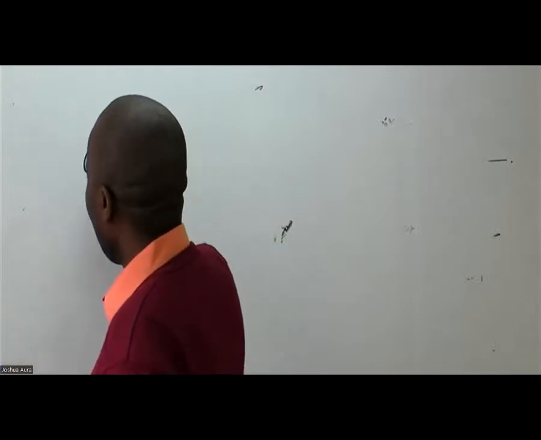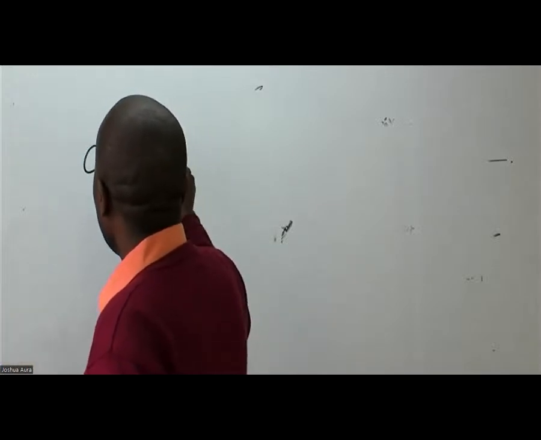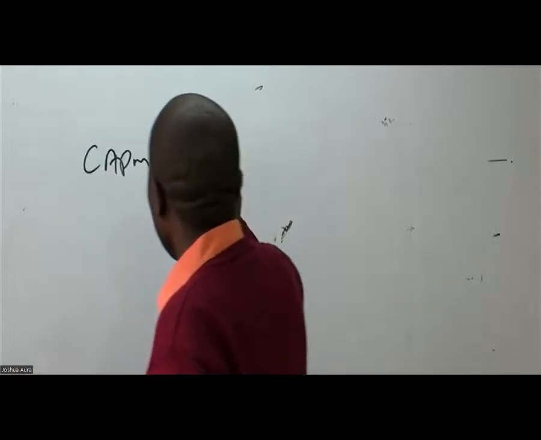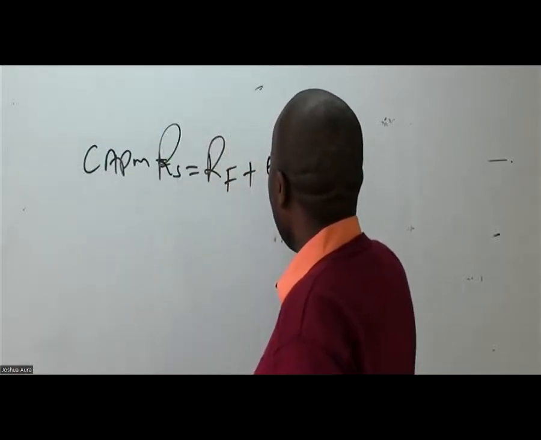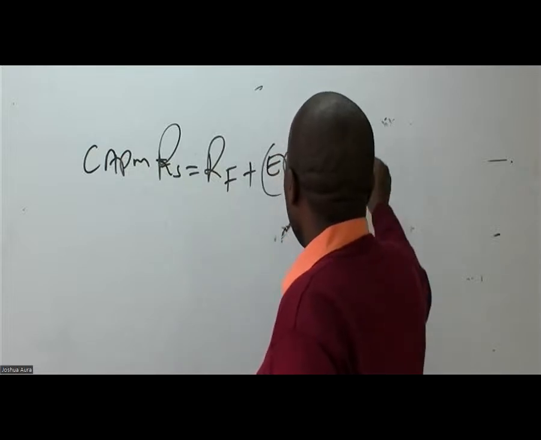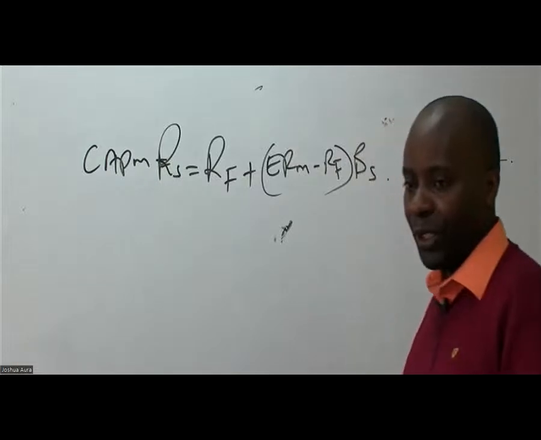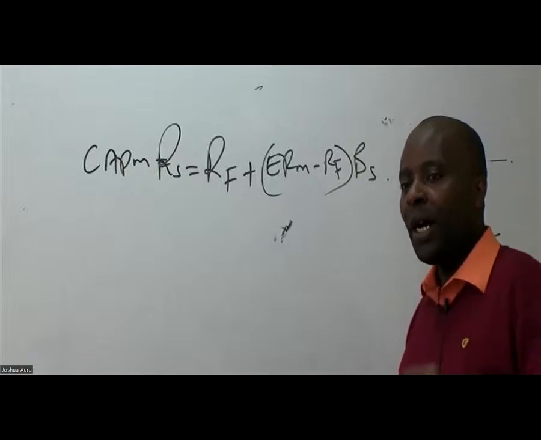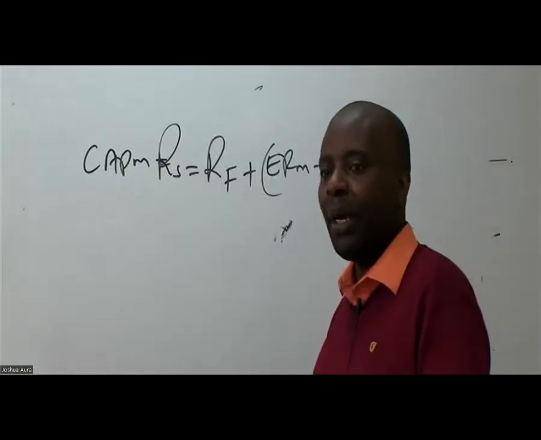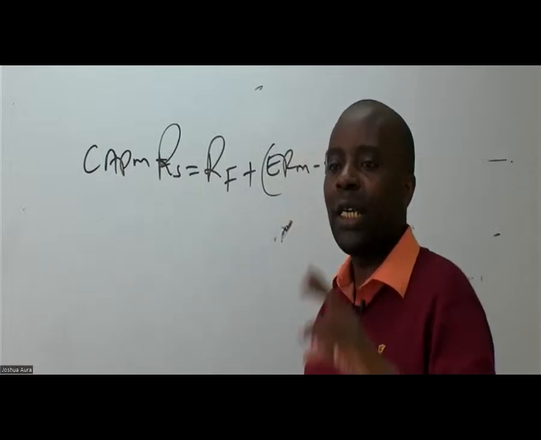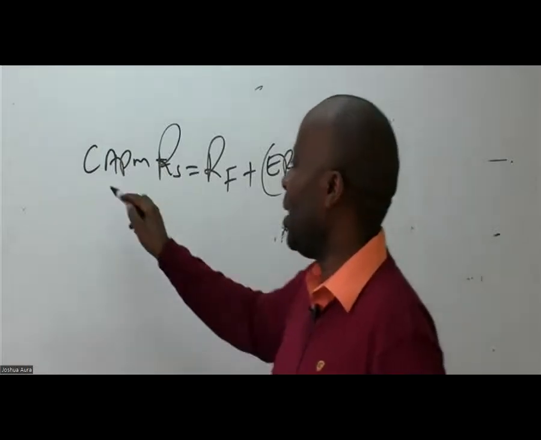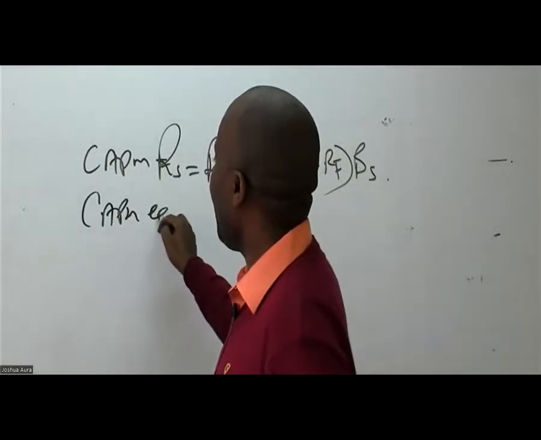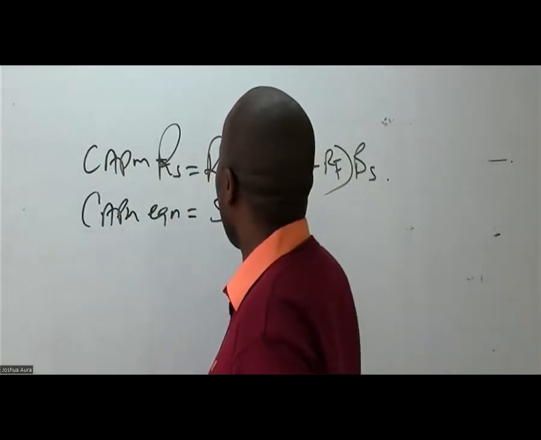Now, we have what we call CAPM, and all of us know what CAPM looks like. The CAPM returns formula is risk-free plus ERM minus risk-free multiplied by beta of the security. Very important. If I want to confuse you, instead of using the word CAPM, I can call it an SML equation. So the CAPM equation is also known as the SML equation.